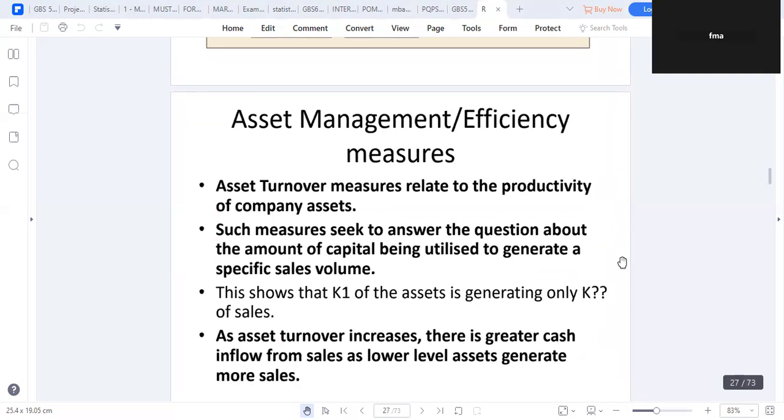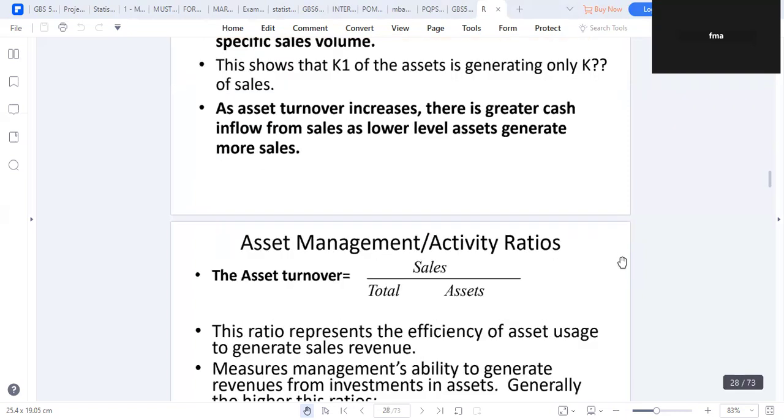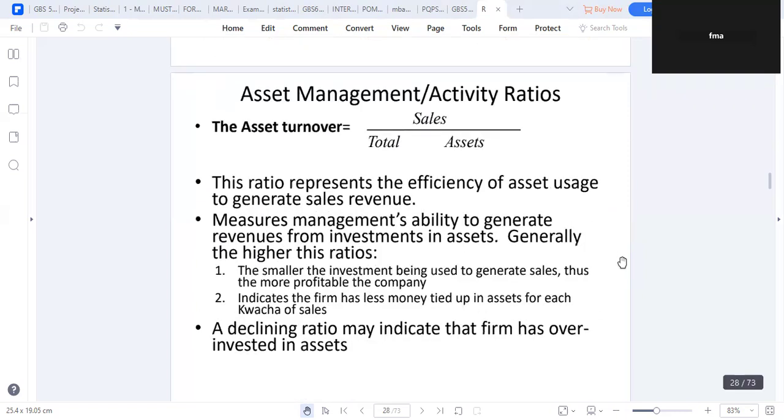And we have efficiency ratios, which measure how managers use these assets. So asset turnover measures the relative productivity of the company assets, how much they contribute to the sales. So as asset turnover increases, it means there's greater cash flow coming from the sales as a result of the assets that we have. So we have the asset turnover, which is a ratio of efficiency of the asset usage in generating our sales. So it measures the management's ability to generate revenues from investments in assets.